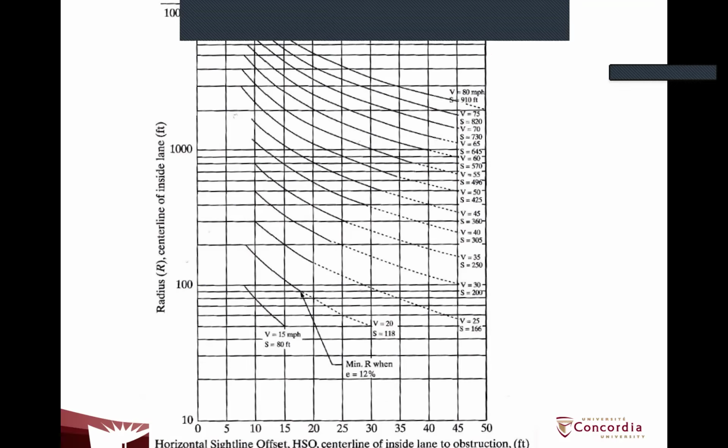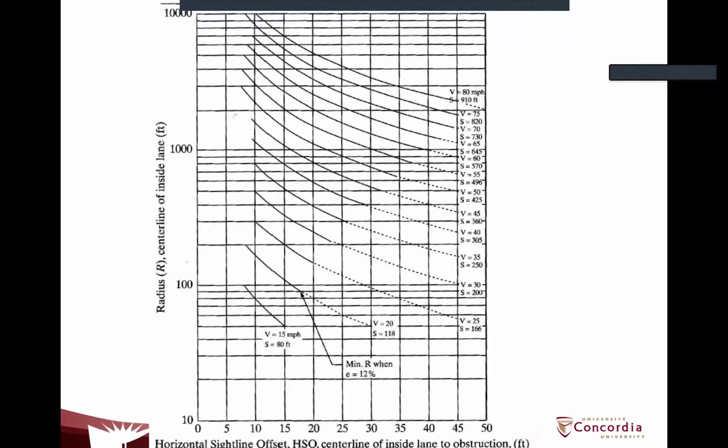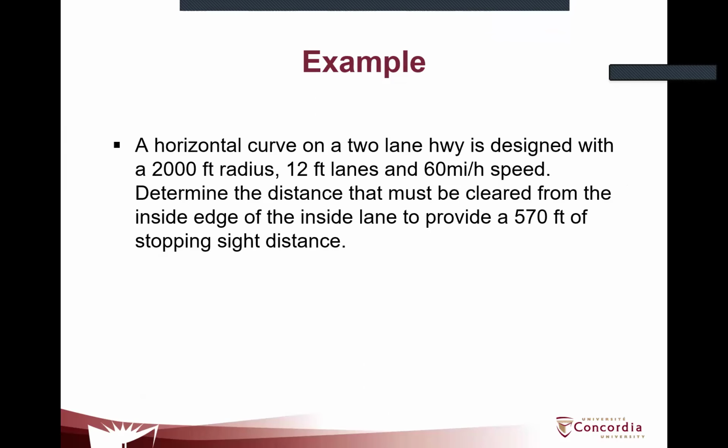At the bottom, you have the horizontal sight offset. This horizontal sight offset is the MS that you see over there. So depending on the information you have, you can obtain the horizontal sight offset, if you need that, by plugging in the radius of curvature and selecting the speed curve from the graph, and where the two of them hit, you read down and you obtain the horizontal sight offset.